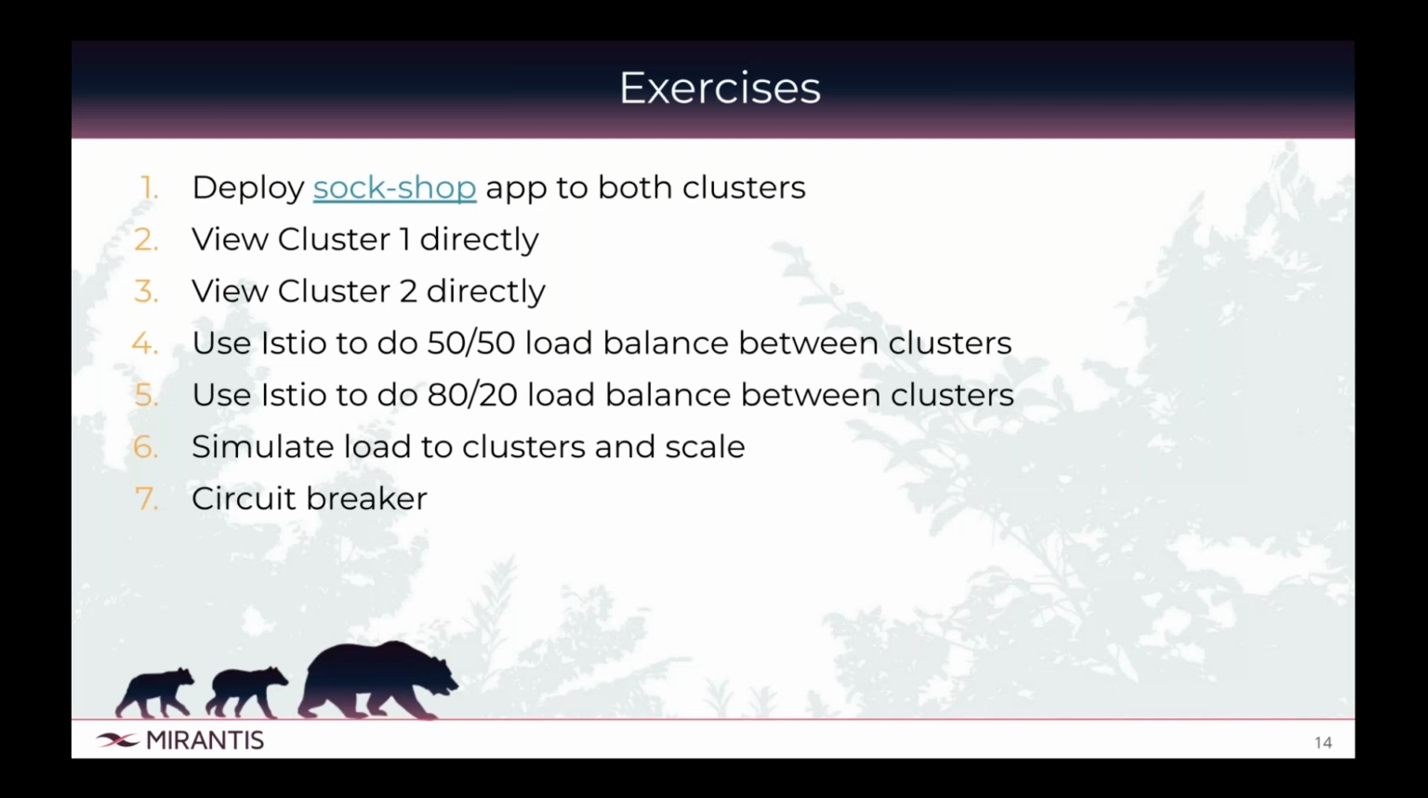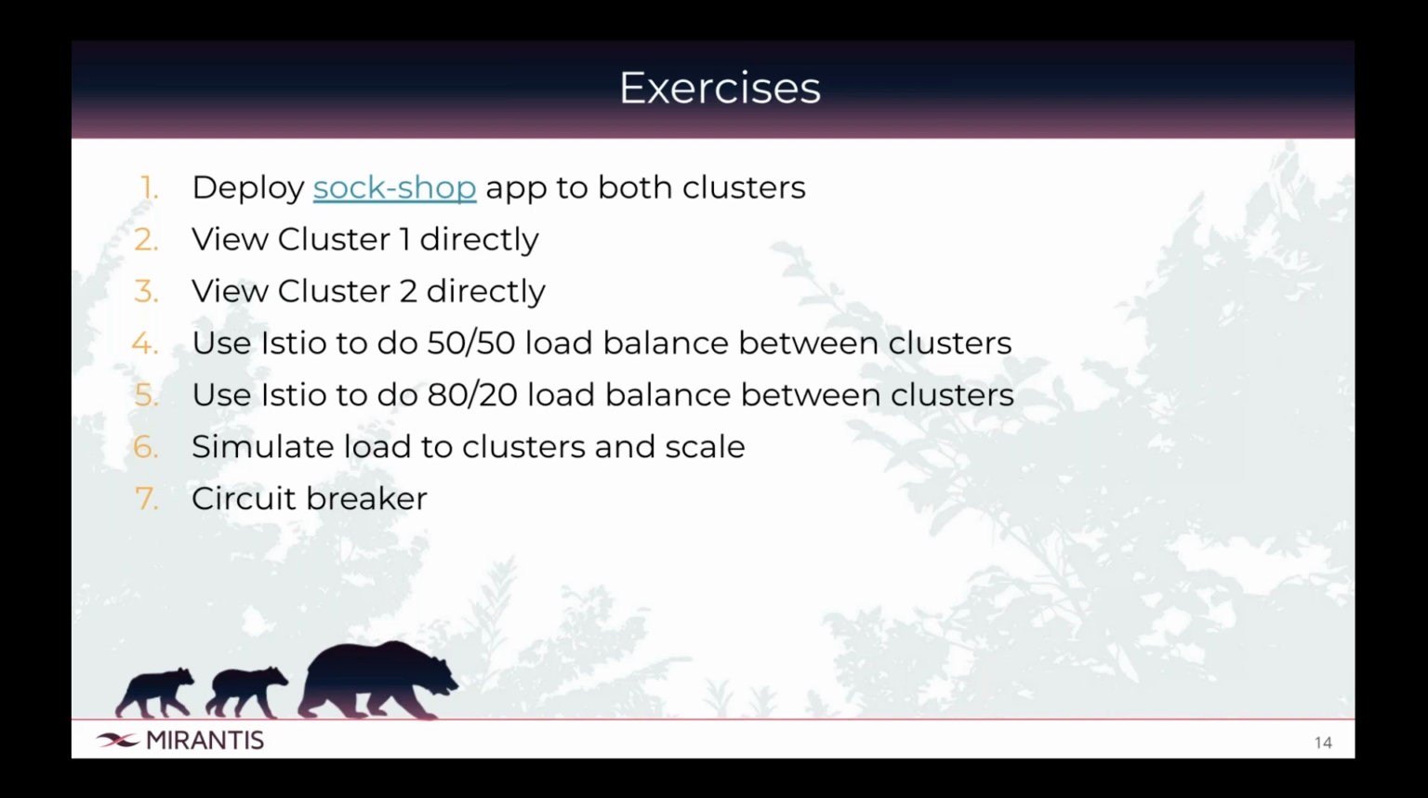We'll view the clusters directly without a load balancer just after the deployment. We'll put a load balancer between the clusters, and we'll do first a 50-50 load balance, and then we'll switch it quickly over to an 80-20 balance. And then we'll do a simulated load to the Istio clusters to basically simulate how we can use Istio to reduce latency and to use horizontal pod scaling using Istio.